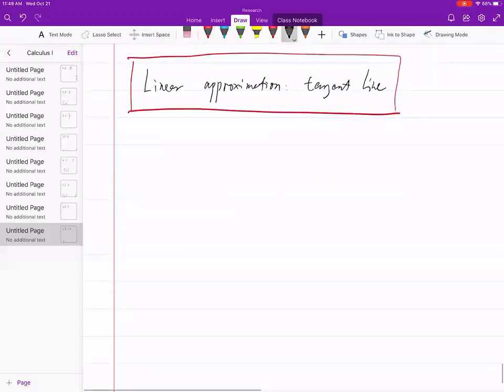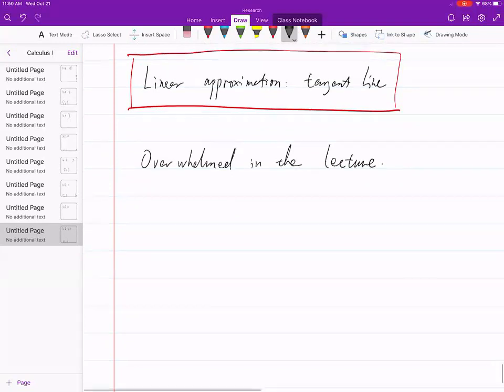We still have 5 minutes left. I got this question from other sections, so I thought I should clarify a little bit. Sometimes people feel overwhelmed in the lecture, which is totally legit because I write down a lot of stuff. We probably have 7 to 10 pages of notes per day for 45 minutes. That's a lot.